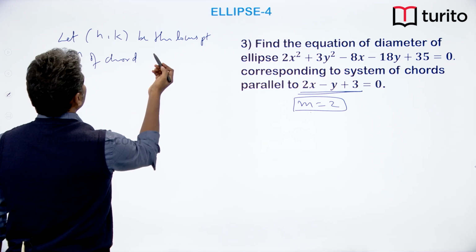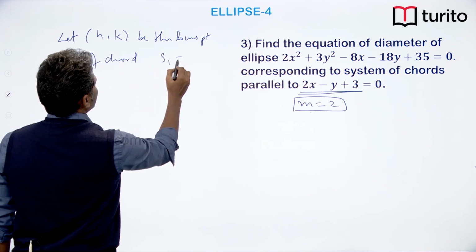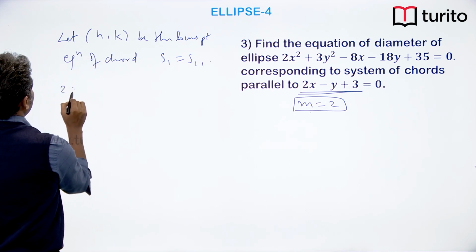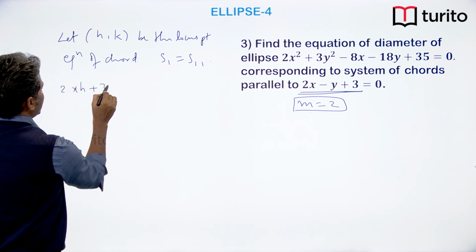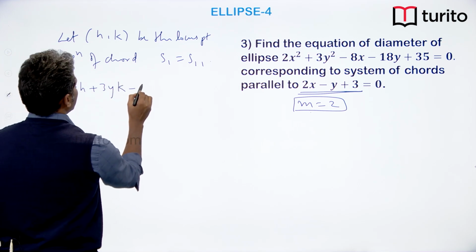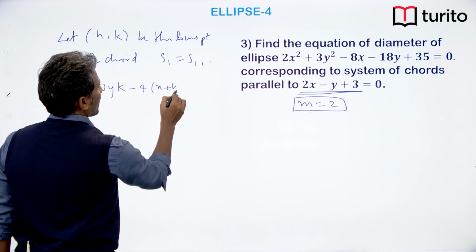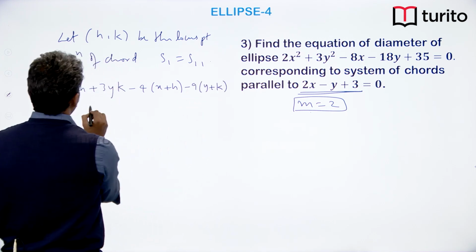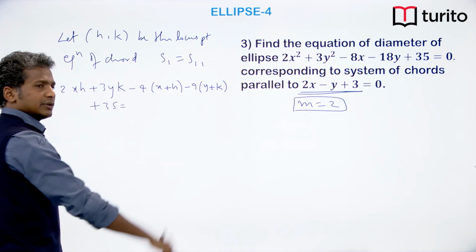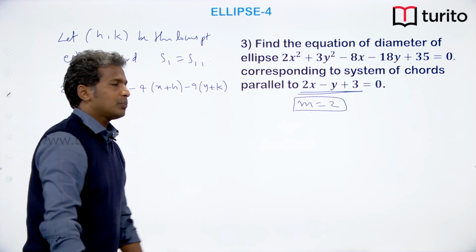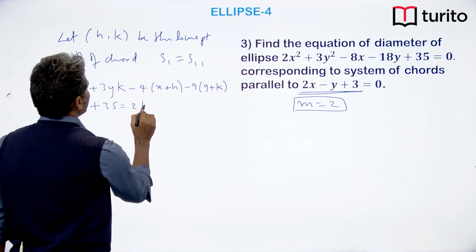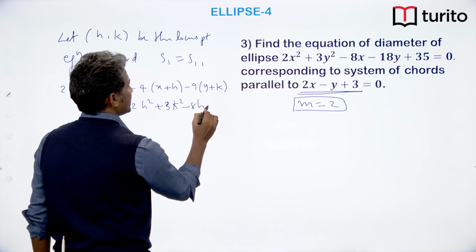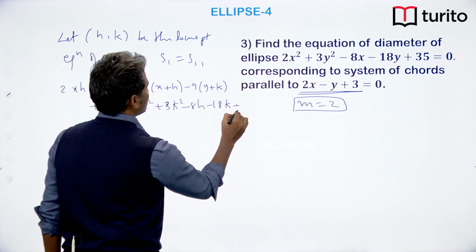the equation of the chord can be written as S1 equal to S11. Which will give me 2 into xh plus 3 into yk minus 4 into x plus h minus 9 into y plus k plus 35 is equal to, now full substitution of the point, 2h square plus 3k square minus 8h minus 18k plus 35.